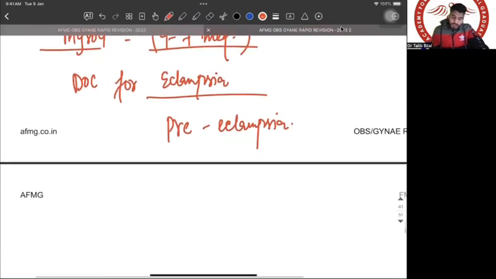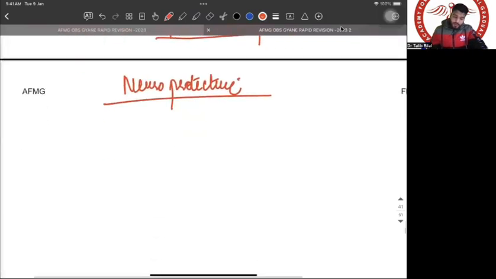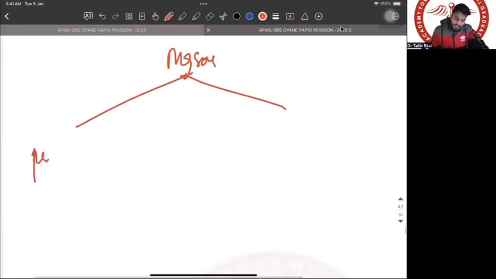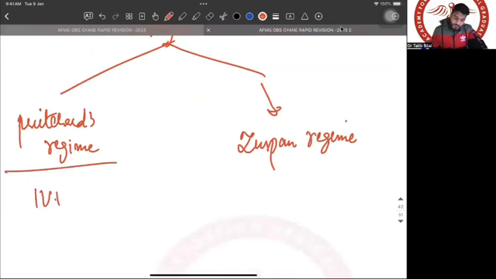So guys, it's a drug of choice for eclampsia and preeclampsia. It is neuroprotective, yes, but not used in RDS. We use magnesium sulfate in 2 regimes, guys. One regime is called Pritchard's regime. The second regime is called Zuspan regime. Pritchard is IV plus IM, and Zuspan is only IV.